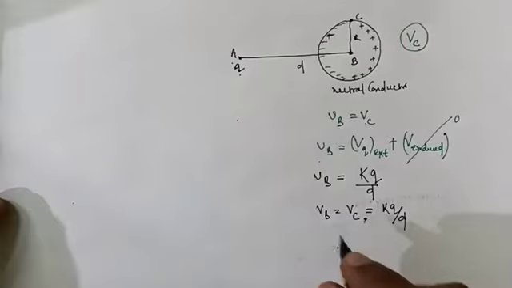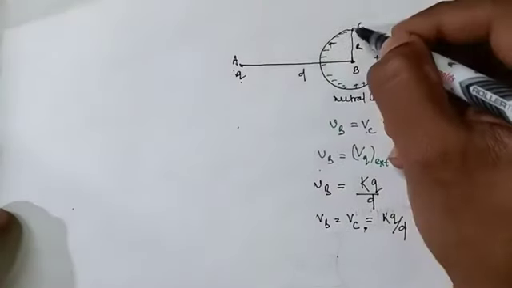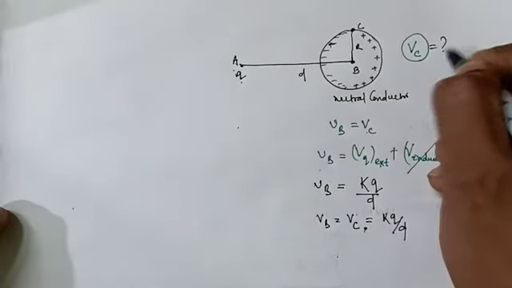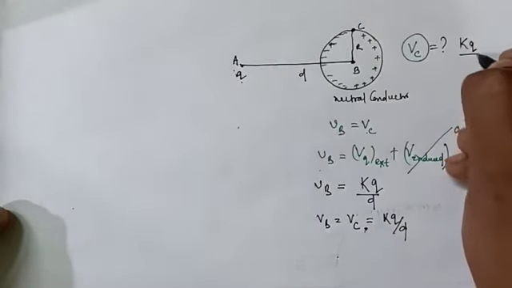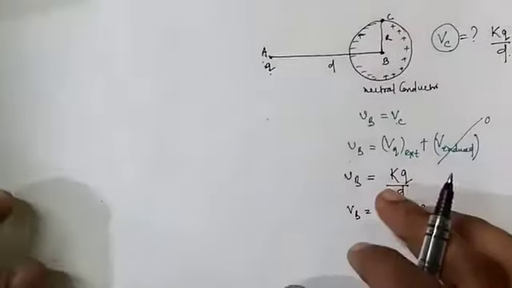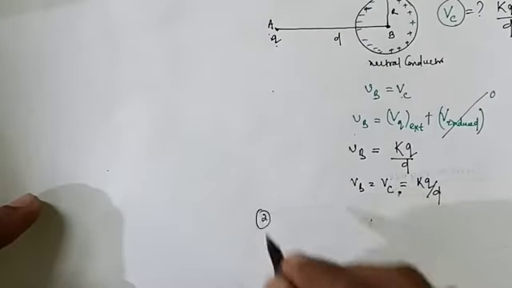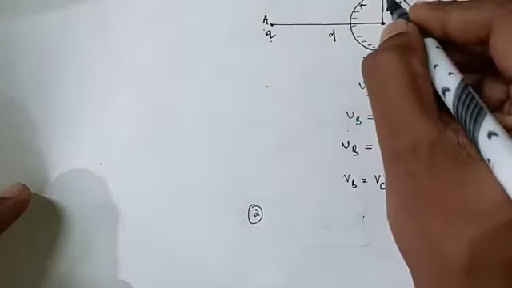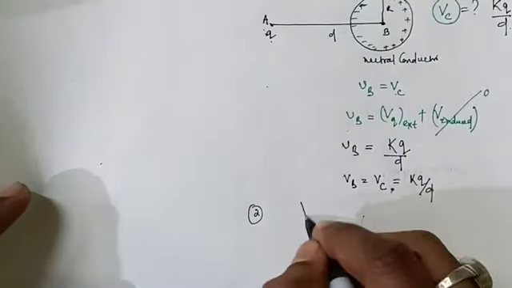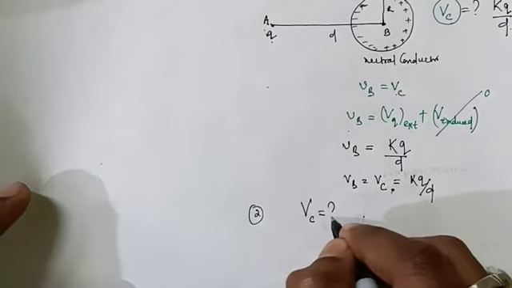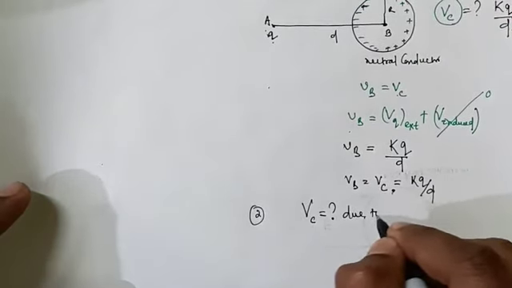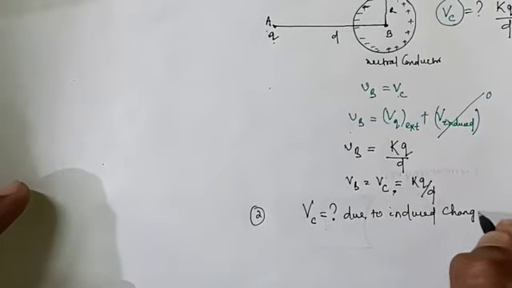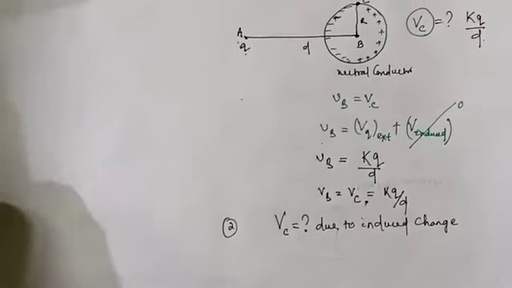So this is pretty clear. If someone asks what is the potential at point C when a charge lies outside, my answer is kq upon d. In this question, if I add one more part, they can ask: what is the potential at point C due to induced charges? This is a slightly tricky question, a basic format they can also ask.